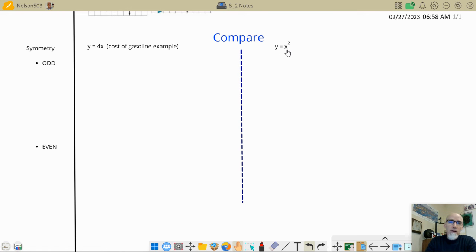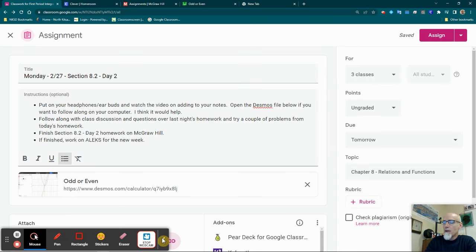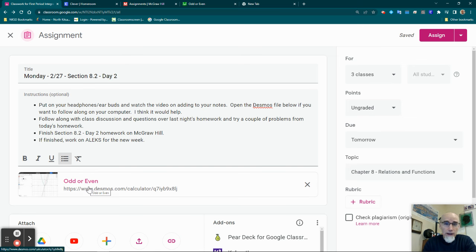In your Google Classroom assignment, I'd like you to open that file up on Desmos if you'd like, and you can follow along with me. You can modify your Desmos sketch, and it'll give you some more Desmos skills. How do you type things in to Desmos?